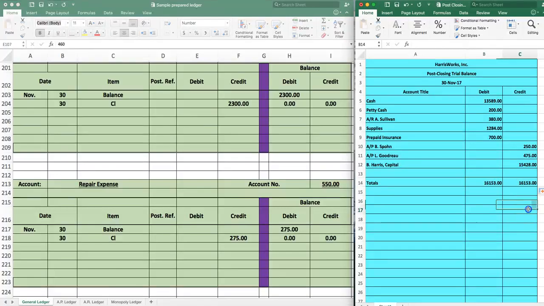On the debit side, we have 16,153. On the credit side, we have 16,153. We are equal in terms of debits and credits. This post-closing trial balance is good to go. That's all I got for you.